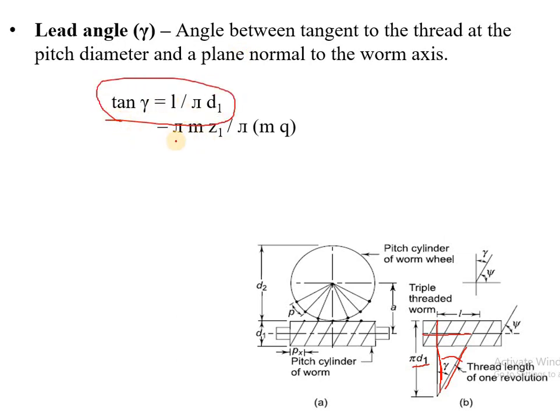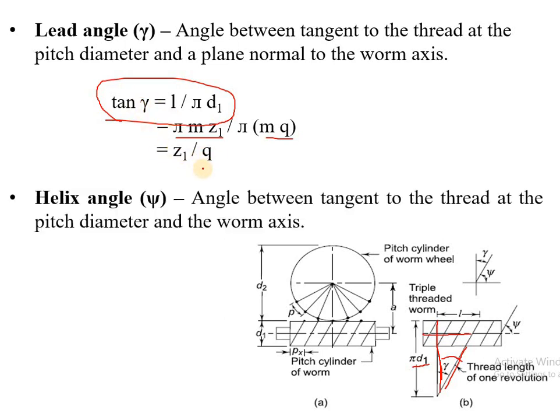Then L can be substituted as pi m z1 and d1 can be substituted as m q, diameter quotient into module. So pi m gets cancelled out, and what remains is z1 by q. So tan gamma is z1 by q.